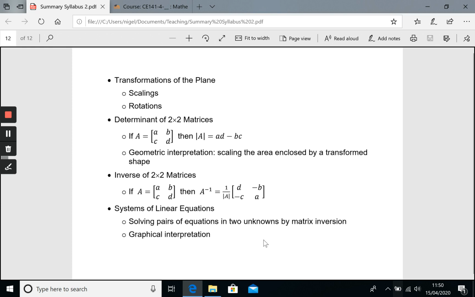And one application of matrix inversion is solving a system of linear equations. So, for example, if we have two unknowns x and y, and we have two linear equations relating them, then we can express that as a single matrix equation, and then invert a matrix to get the solution of the two equations that both are satisfied. A graphical interpretation is that each of the linear equations is the equation of a straight line, and the point where they're both satisfied is the point at which the lines intersect.